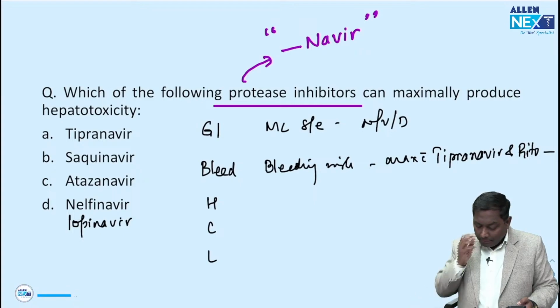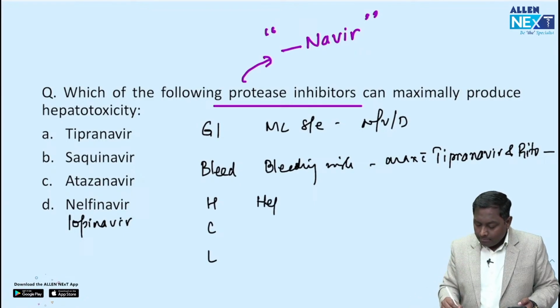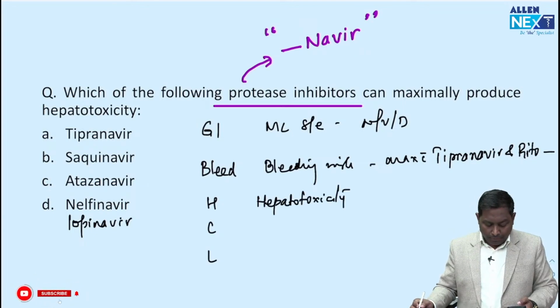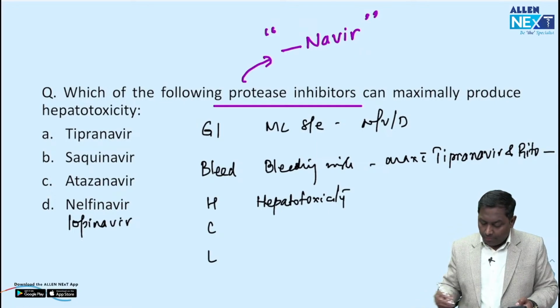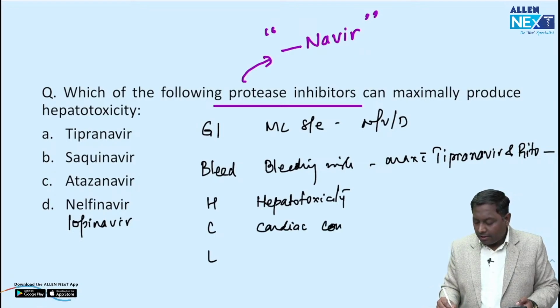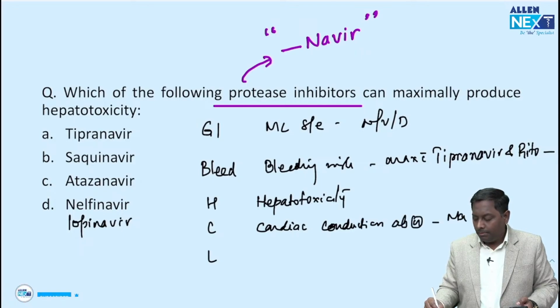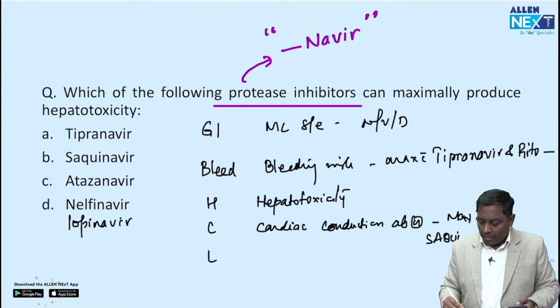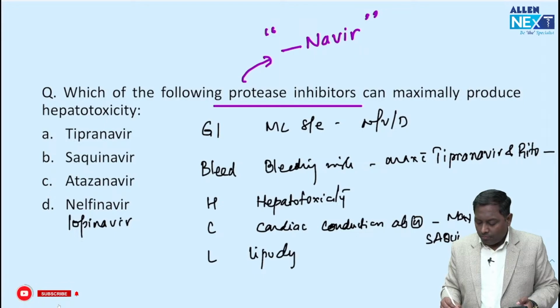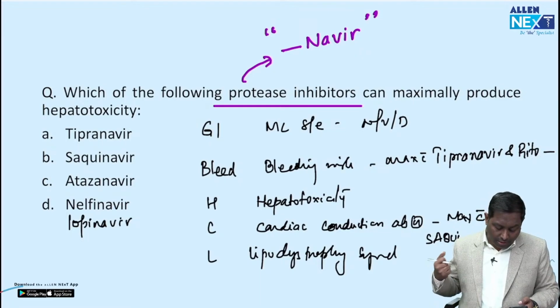Ritonavir was there, hepatotoxicity. Yes, I'll be using English. Hepatotoxicity, cardiac conduction abnormality is going to be another side effect. Cardiac conduction abnormality is going to be maximally seen with your saquinavir, and they can even lead to lipodystrophy syndrome. Lipodystrophy syndrome, metabolic derangement, these are going to be the important side effects.